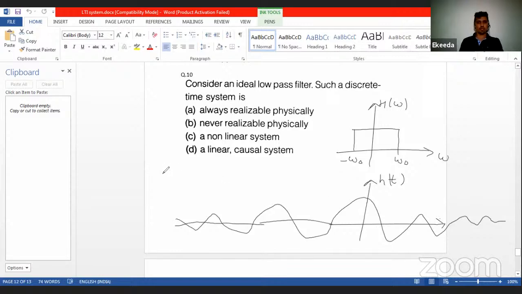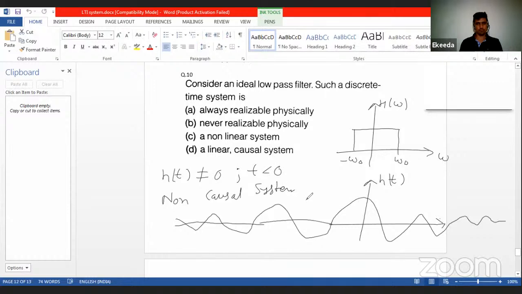So since h(t) is not equal to 0 for t less than 0, this is a non-causal system. This is not physically realizable because it is non-causal.